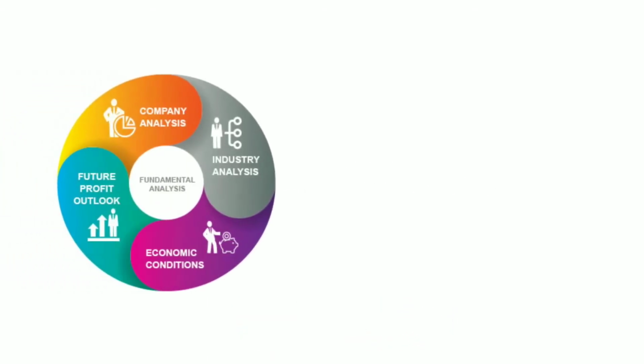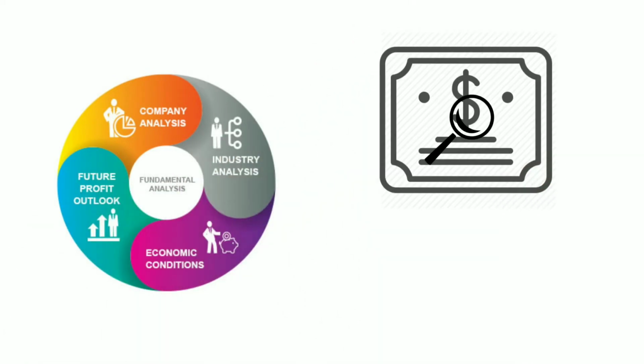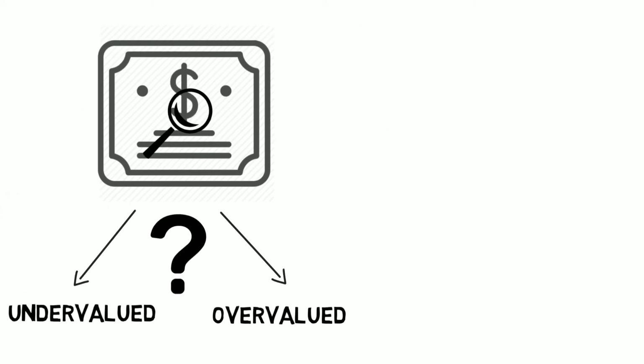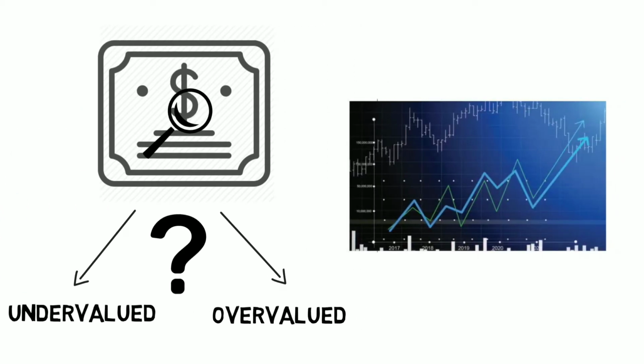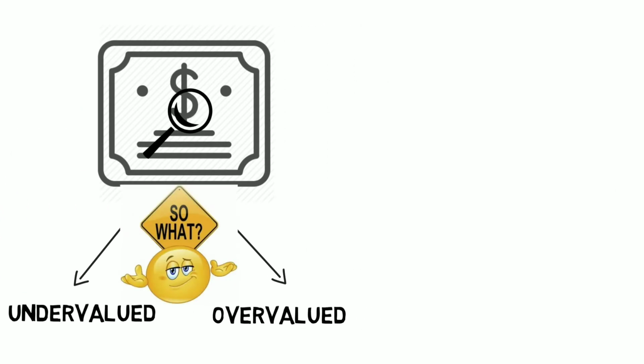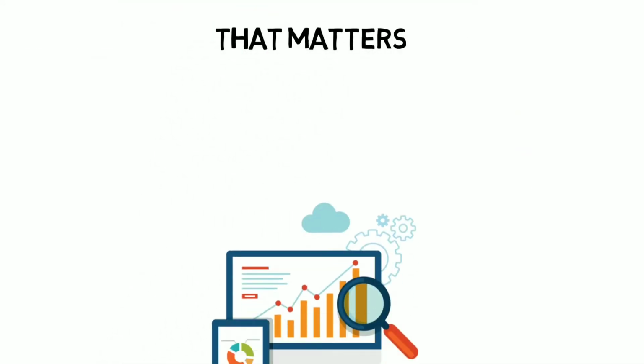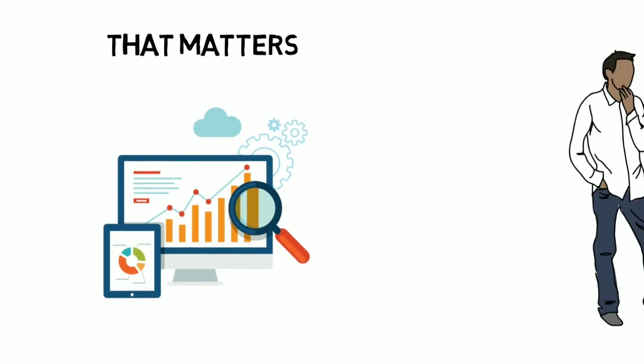In fundamental analysis, it is important to analyze if the stock is undervalued or overvalued. But technical analysis doesn't care if the stock is undervalued or overvalued. The only thing that matters here is the past data. Now what does it mean?